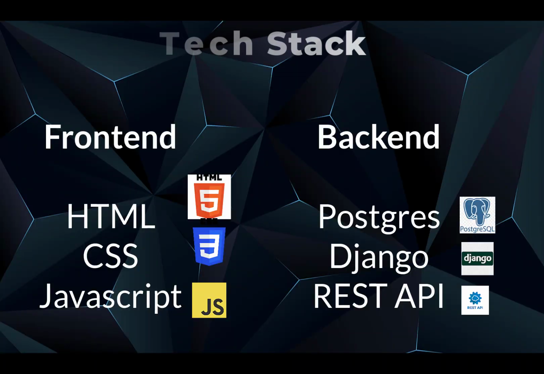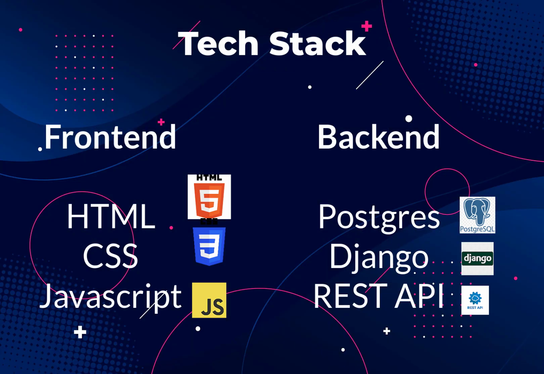The tech stack that we have used for our solution is as follows. The front end consists of HTML, CSS, and JavaScript, whereas the back end consists of Postgres, Django, and REST API. Since we are using REST API, our solution becomes far more compatible on various different platforms. We'll now be looking at the UI section presented by my teammate.